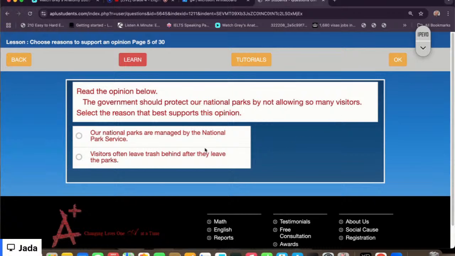Thank you. So, the government should protect our national parks by not allowing so many visitors. Our national parks are managed by the National Park Service. Visitors often leave trash behind after they leave the parks. So, what do you think here?